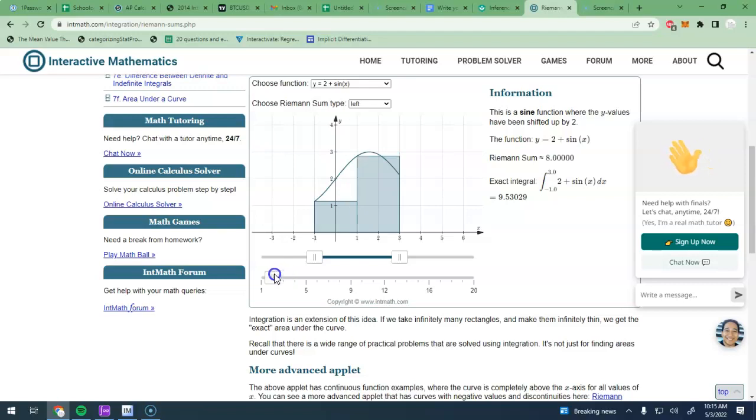That'll help us figure out what you have to know how to do: a left-hand sum, a right-hand sum, a middle, and a trapezoidal. So there's four things. There's no Simpson's.